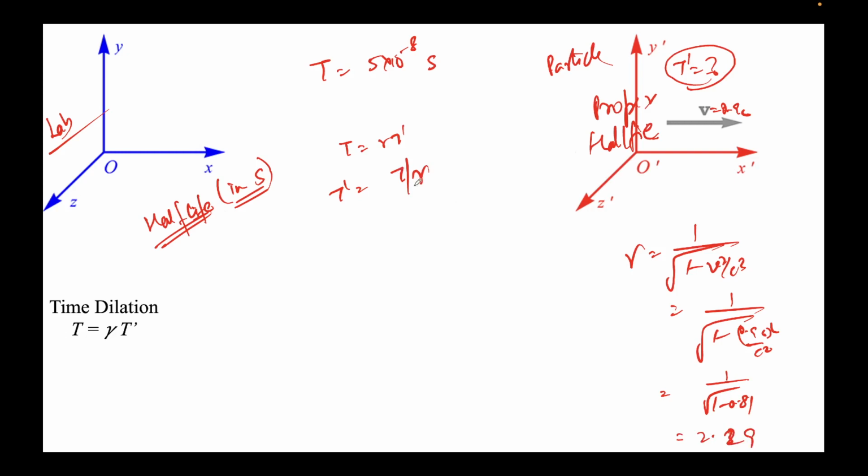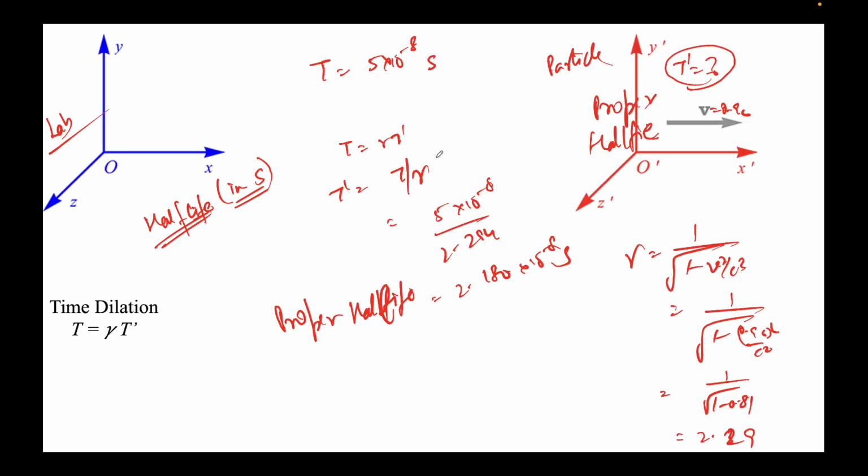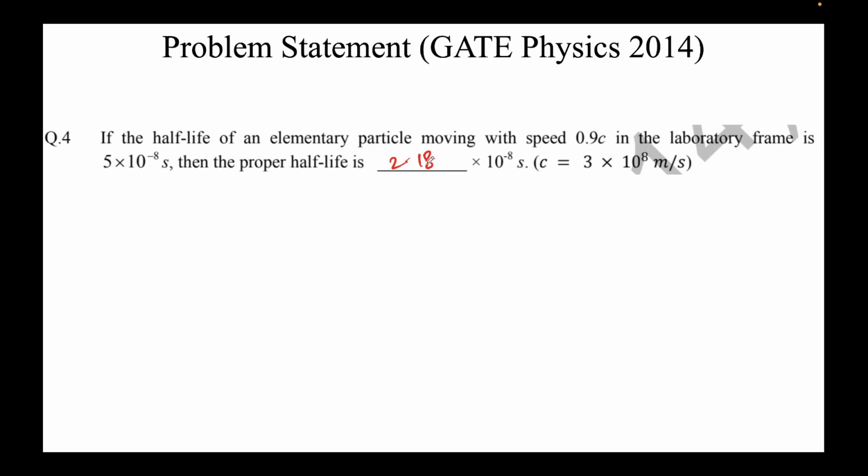I'll put this value here. So this will be 5 times 10 to the power minus 8 over 2.294. This 5 divided by 2.294 will be 2.18 times 10 to the power minus 8 seconds. So this is the proper half-life. This is t prime, sorry. So we calculated it to be 2.18 times 10 to the power minus 8 seconds.